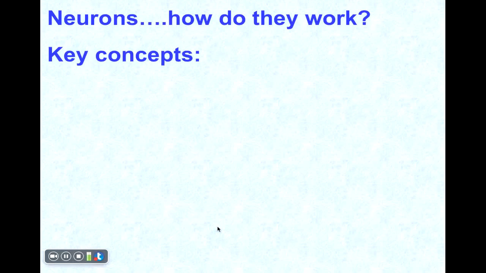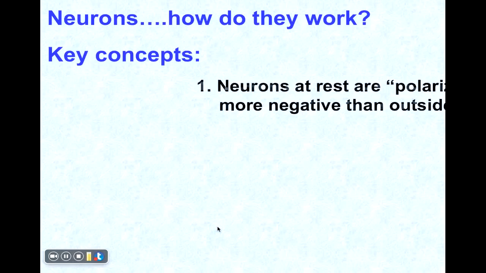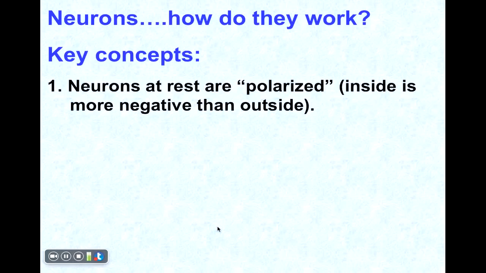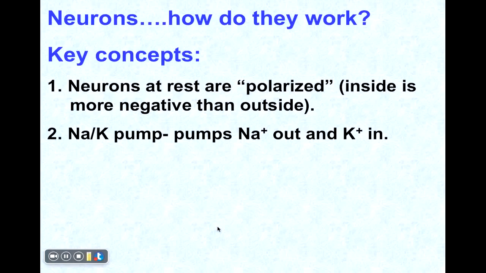So how do neurons work? Well, some basic key concepts to keep in mind are as follows. Neurons at rest, in other words, a neuron that is not firing or not sending a signal, tends to be polarized, meaning the inside of the cell tends to have a negative charge relative to its external surrounding environment. So again, we say neurons at rest are polarized.